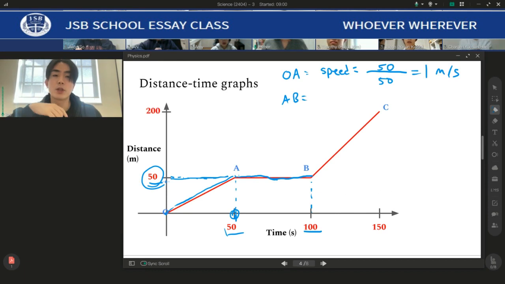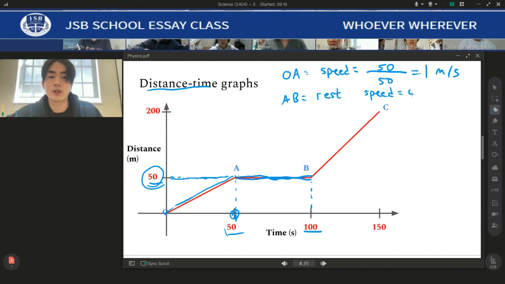It's stopped, good. So for a distance time graph, if the line is a horizontal line, it means the car or the vehicle is not moving. And in physics terms, we call it rest, okay? So the car is at rest. It just means that the speed is 0. It's not moving, it's stopped.